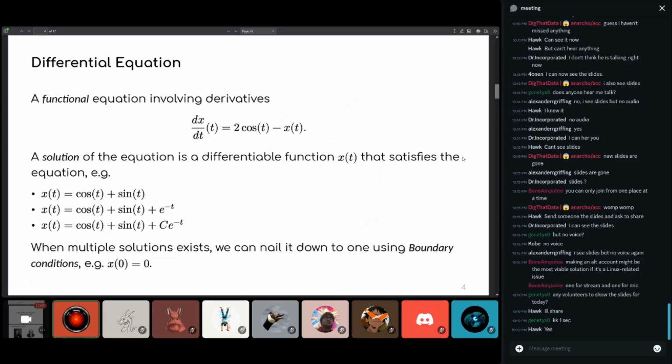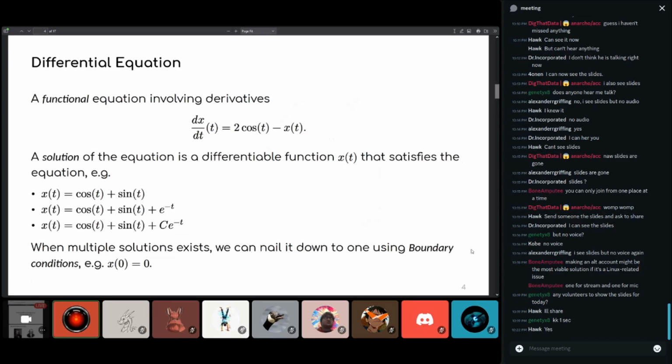If we find some x that satisfies this, it's called a solution, and there can be more than one. So we have to be careful. A solution is just a differentiable function x that simply satisfies the equation. In this particular case, we can find multiple ones. For example, if you try x of t equal to cosine of t plus sine of t, and you compute 2 cosine of t minus x of t, or you take the derivative of this expression, you'll end up with the same right-hand side of this equation.